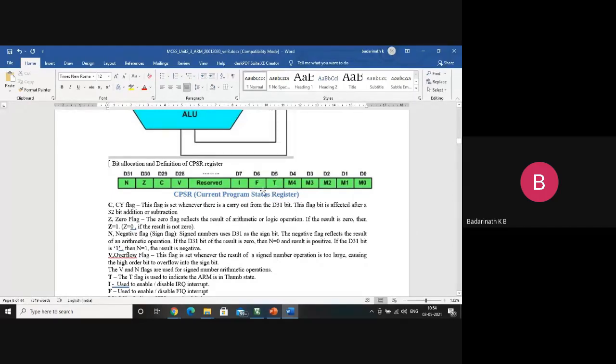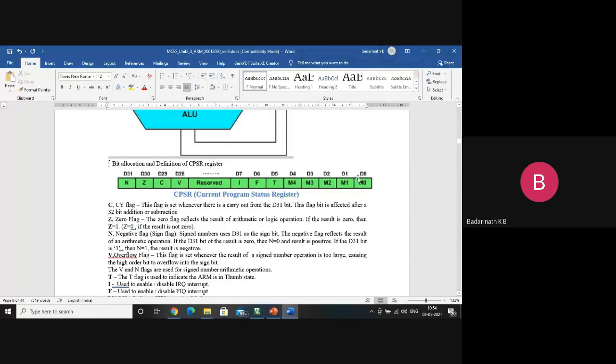The third use of the Cpsr register: it has 2 bits which are used to enable or disable the interrupt requests, normal and fast interrupt request. Then the 4th use: it has 5 bits dedicated in the Cpsr register, which indicate in which mode your CPU is executing now, which mode it is in at present. So these are the 4 uses of the Cpsr register.